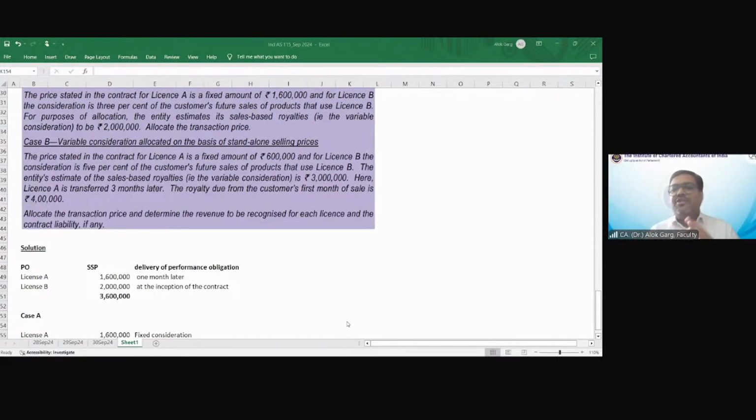If you see this arrangement, the company is selling two products, A and B, right? The contract is 1, the performance obligations are 2. One aspect is to determine the standalone selling price and sell the goods on the standalone selling price. Correct? If there is a discount on the package, allocate the discount in the ratio of the standalone selling price. The second aspect, when there is a variable consideration which is involved, right?